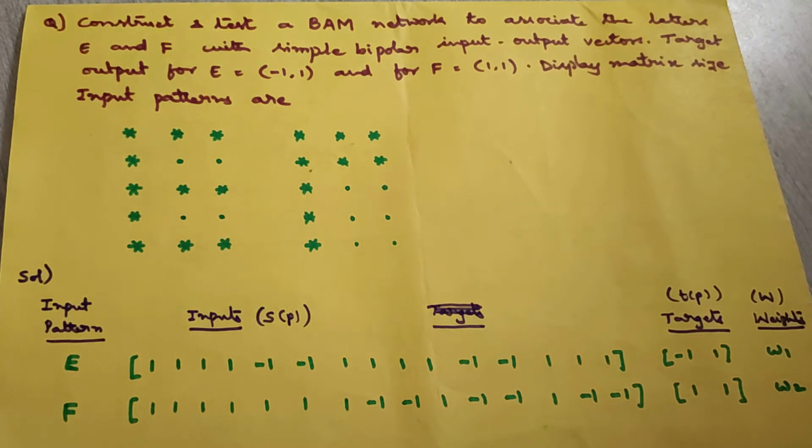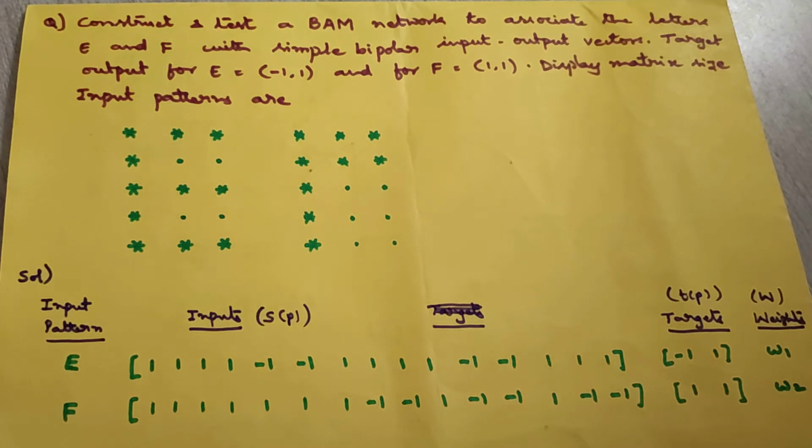For E we need to put 1 for the asterisk and -1 for the dot. That means in the first row there are 3 asterisks, and the fourth point is also an asterisk. The fifth point, that means second row, second column, is a dot. That means we need to put -1. In that way we need to take the input for capital E.